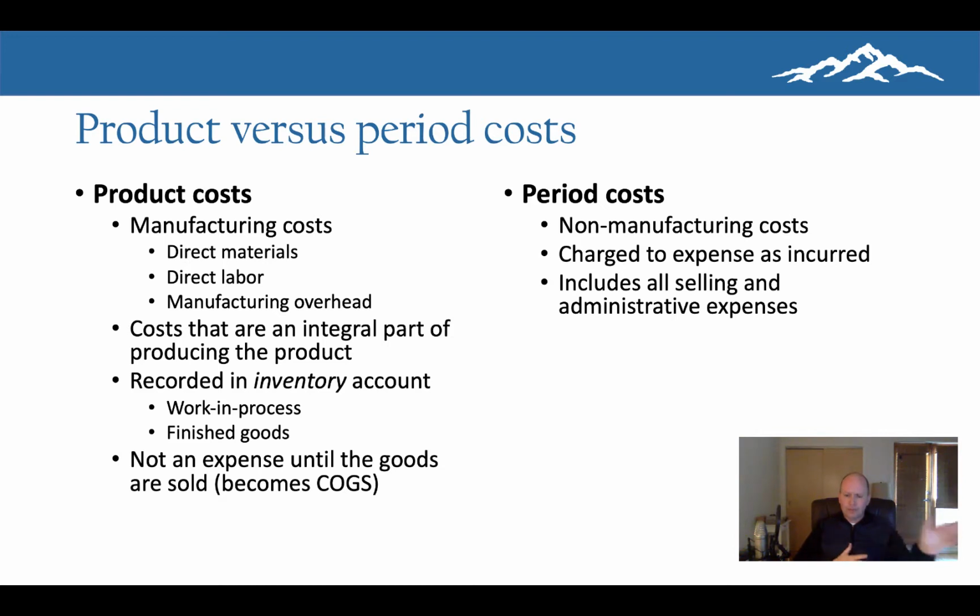So that's product cost. Period cost is anything that's not a manufacturing cost, and they get charged to expenses incurred. And this is all of those selling and administrative expenses. It's CEO salary, it's insurance, it's rent, it's office building depreciation. All of those things become period costs. So product costs are directly involved with producing the product. Period costs are pretty much everything else.